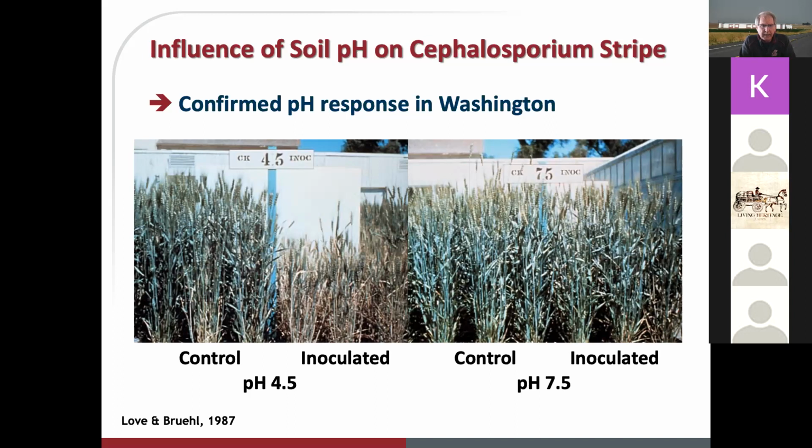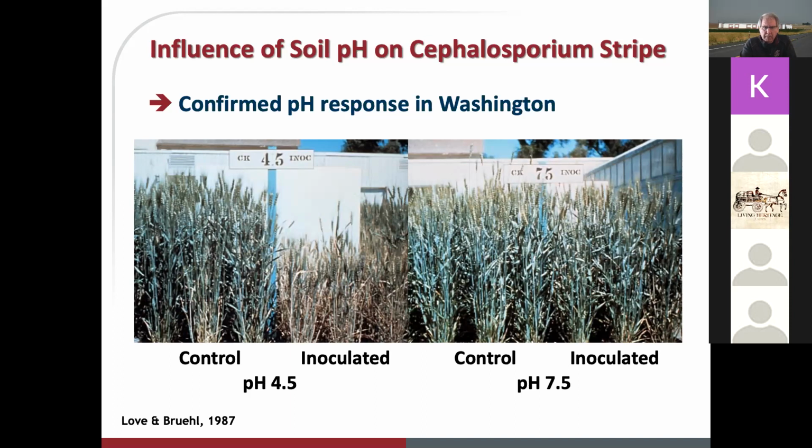You can see on the left there, at pH 4.5, it's very clear which 3 rows were inoculated because you have severe disease and extreme stunting. But on the right, where soil pH was 7.5, you can't tell which 3 rows were inoculated. That's one of the reasons why we recommend considering liming if you have low pH soils. And many of our soils across the region now are down in that pH 5 range.